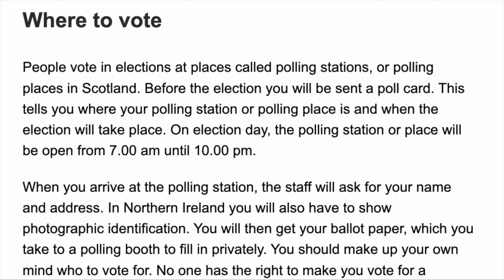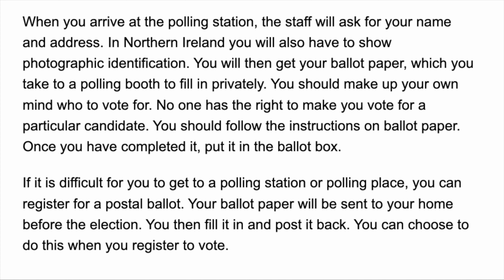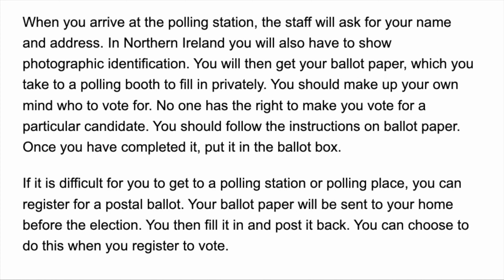Where to vote? People vote in elections at places called polling stations, or polling places in Scotland. Before the elections, you will be sent a poll card. This tells you where your polling station or polling place is and when the elections will take place. On election day, the polling station or place will be open from 7 a.m. until 10 p.m. When you arrive, the staff will ask for your name and address. In Northern Ireland, you will also have to show photographic identification.